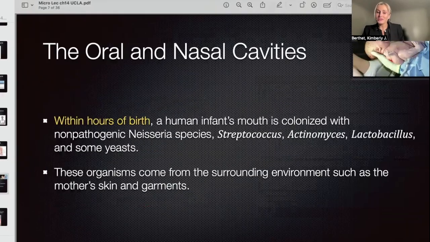Okay, a lot of students ask, where do we get our microbiota from? So our microbiota comes from birth. So with the normal vaginal birth, this is where we first come into contact with microorganisms. So the vaginal microorganisms are the ones that colonize our skin. Whatever we come into contact with is going to colonize our skin and our body, these microorganisms. And that's where we get our microbiota.